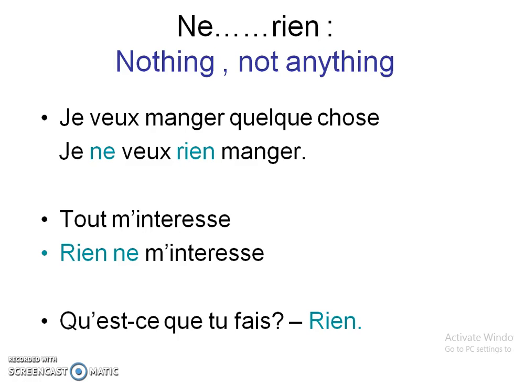Example number 2. Tout m'intéresse. Everything interests me. Nothing interests me. Rien ne m'intéresse. As tout is placed at the beginning of the sentence, I place rien at the beginning of the sentence, and to complete the negation, I place ne before the conjugated verb. Ne also precedes all the direct and indirect object pronouns. Hence, ne precedes the m'. Rien ne m'intéresse. Qu'est-ce que tu fais? What are you doing? Rien, nothing.